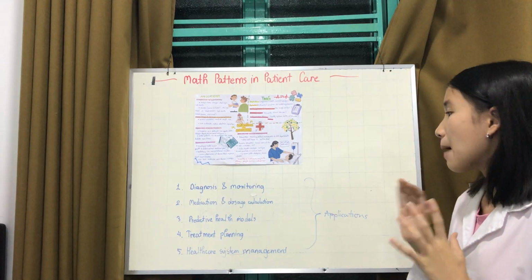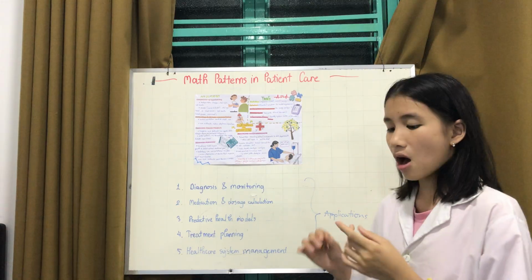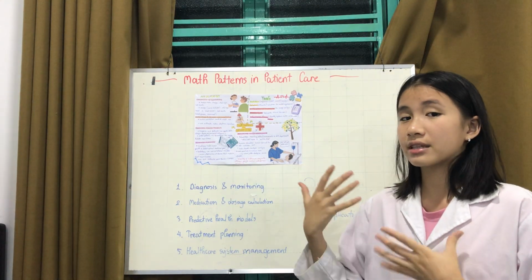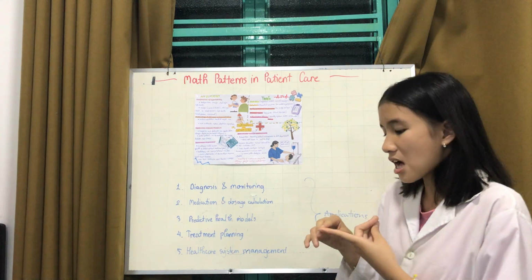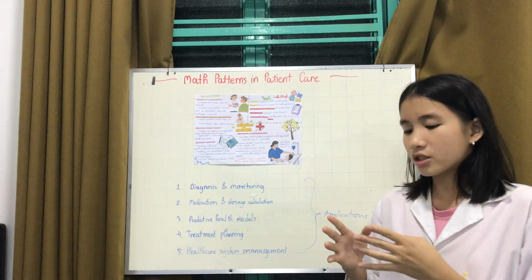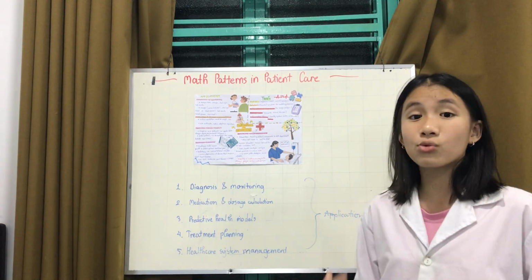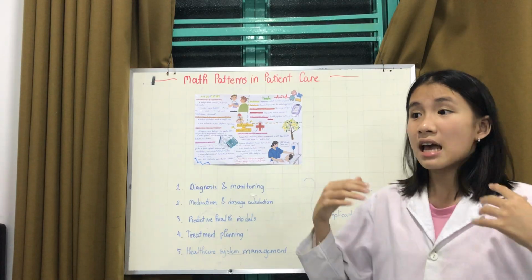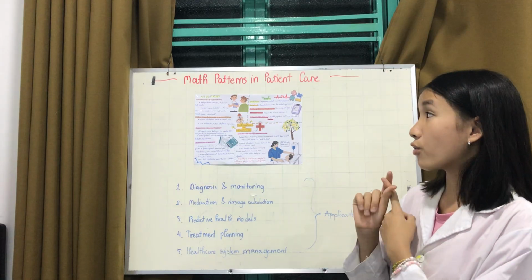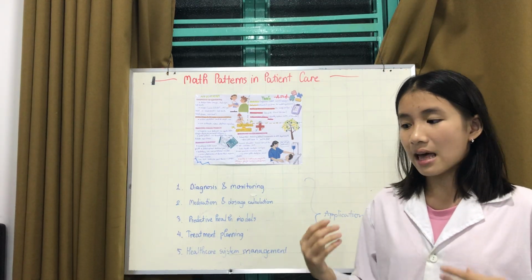Firstly, the first application is diagnosis and monitoring. For this application, math patterns are used to analyze data such as images, vital signs, as well as lab results. As for the images, we have cancer detection, X-rays and MRI scans and CT scans, so all over the body. So that is for math patterns. They use those scans to be able to analyze that data.